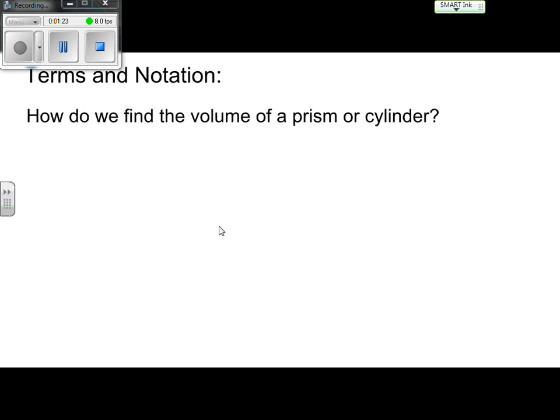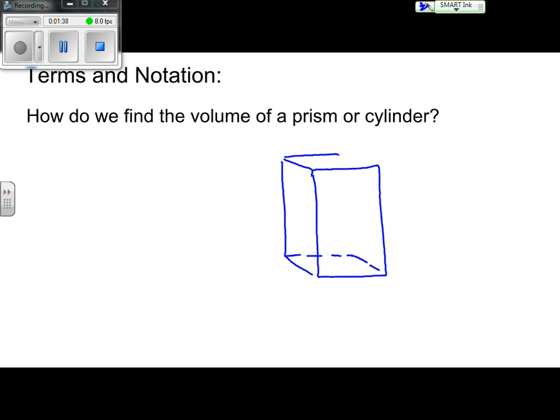Now, how do we find the volume of a prism or a cylinder? Well, I'm going to draw a quick little prism here, rectangular. And the most common answer that I hear of how to find volume is length times width times height. And there's some truth to that. For this particular prism, that would get the job done. If I think of my length, width, and height, and those are really all interchangeable, I would just multiply them. Length times width times height.